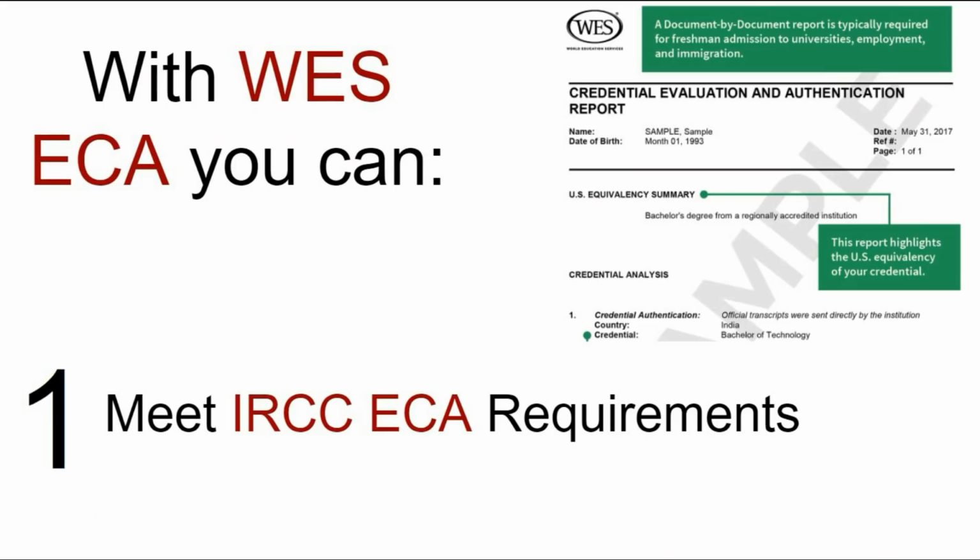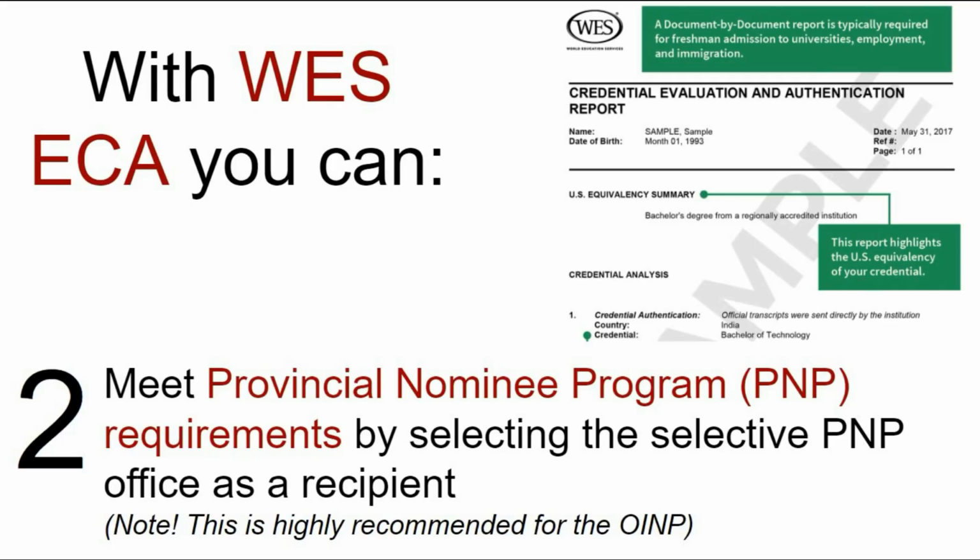Alright, now let's talk about what you can use your ECA report for other than Express Entry application. Number 1, of course, as we all know, is to meet IRCC's ECA requirements, and that is to provide an ECA report. Now, second, you can use your ECA report to meet Provincial Nominee Program or PNP requirements by selecting the specific PNP office as a recipient. Note, guys, that this is highly recommended for the Ontario Immigrant Nominee Program or OINP.